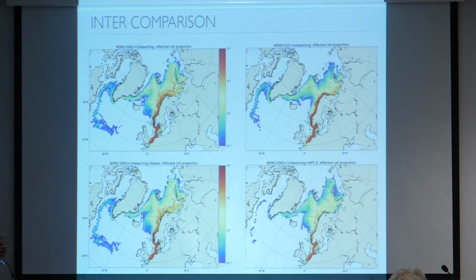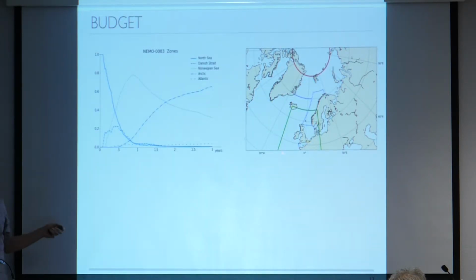But this is just a visual map, and if you want to draw some budget, the proportion of plastic that ends up somewhere, it's better to draw some zones. So those are the 4 zones we've decided on: the North Sea, the Danish Strait, the Norwegian coast, and the Arctic. And we have the evolution over time. We release everything in the North Sea, then all the plastic passes through the Danish Strait before going to the Norwegian coast. Then some gets stuck on the Norwegian coast, and some reaches the Arctic and gets stuck around there.